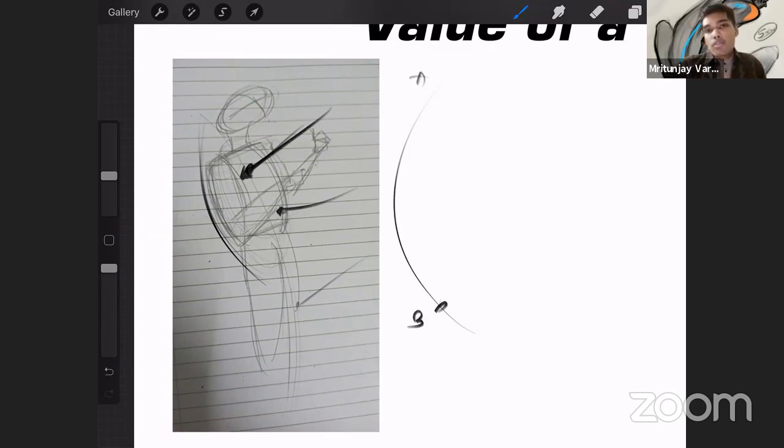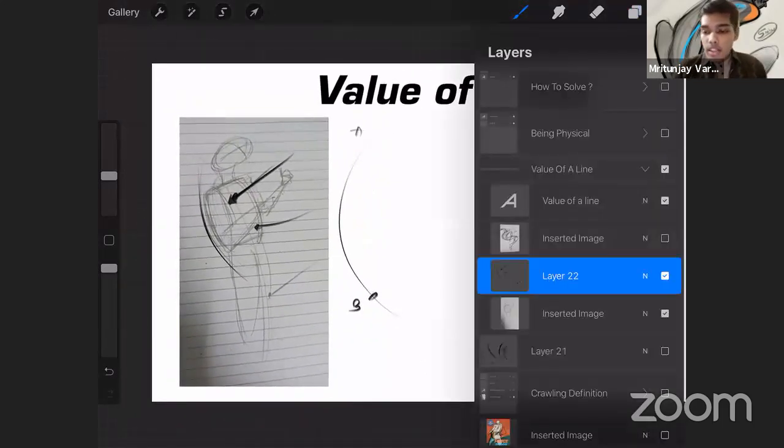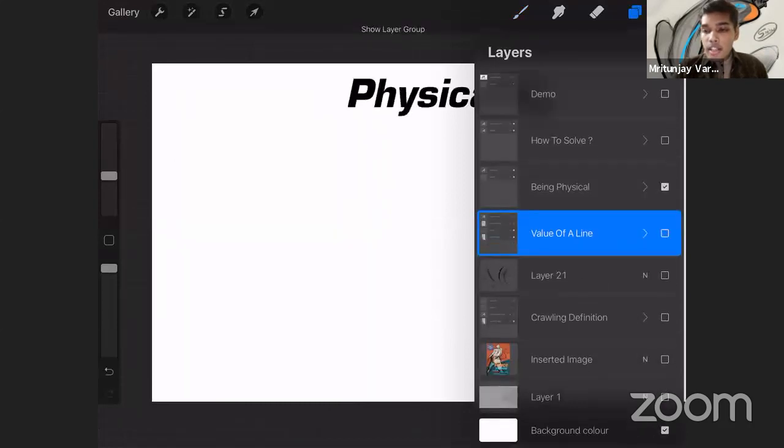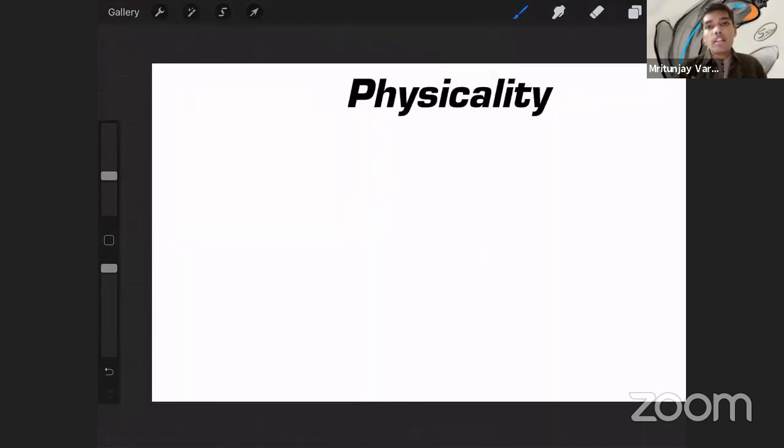If you're drawing a forceful line, that doesn't mean it's a forceful drawing. Your idea should be really, really clear in the back of your mind, what you're drawing with. So that's the value of a line thing. And that brings us to the idea of being physical with it.